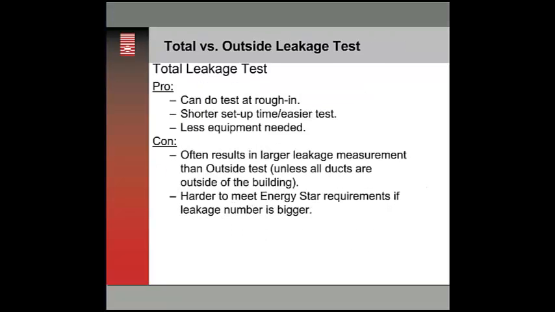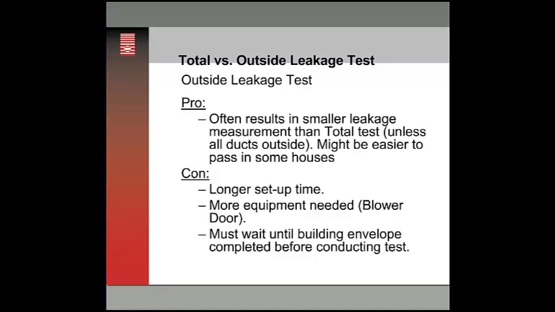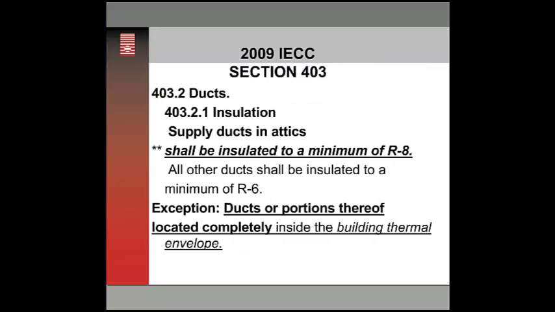So, pros and cons. Total leakage, you can do it at rough-in, shorter, easier setup, less equipment needed. The con of a total is that it includes leakage to the inside, so the results are higher, and it might be harder to meet some of these test standards. The outside test often results in a smaller leakage, so it might be easier to pass in some houses. The con, it's longer setup, more equipment, and the building's got to be set up. The envelope's got to be set.